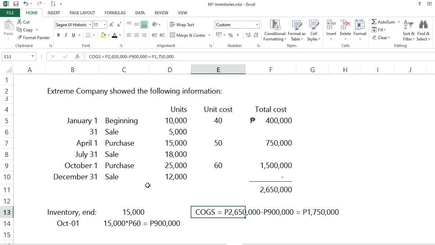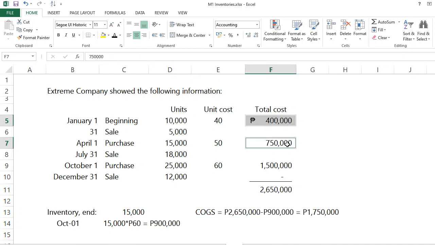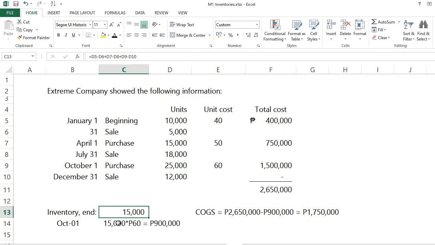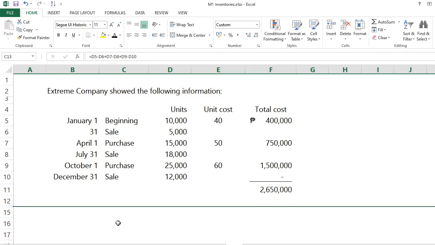Pwede ra pod. 400,000 plus 750 plus kadtong 10,000 nga nabaligya times 60. So, I guess that's 600,000. Nganong 10,000 na lang kay ang 15 dara na bilin. Then, add it all together, you will have the same answer. That's 1.75 million. Let's proceed to the next.